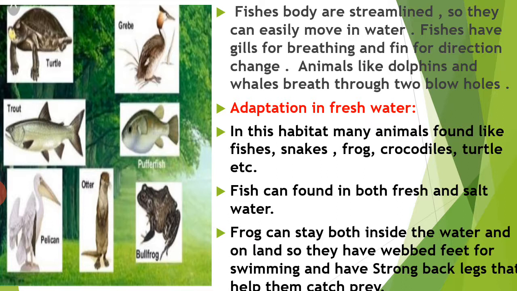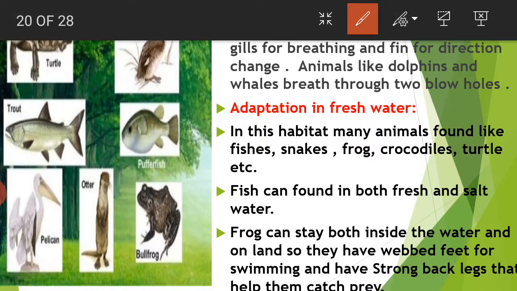See the other organisms that live in water, like frog. Frog can stay both inside the water and on land. So they have features according to which they can survive in both habitats. They have webbed feet for swimming in water and strong back legs for catching prey.